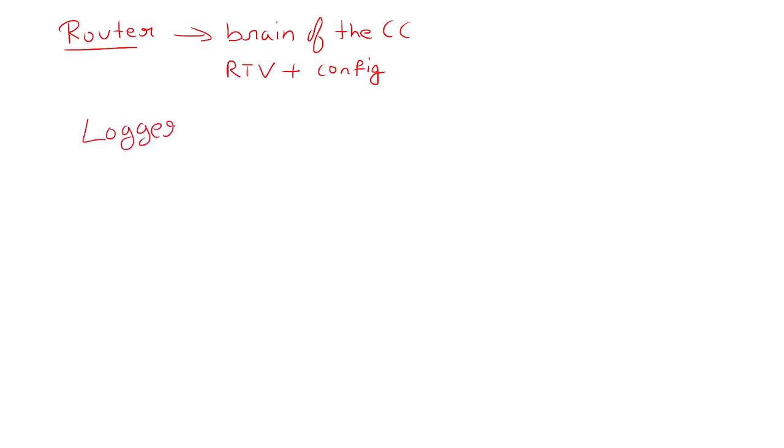One more thing about the router is that the router has memory. It does not have a database. If you switch off the router, the memory is gone. Whereas the logger has the database. It stores the database, and the logger has the SQL database.